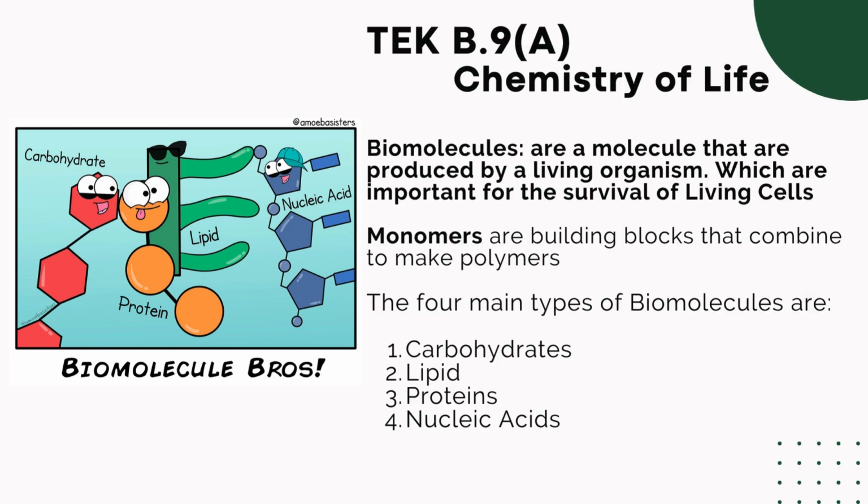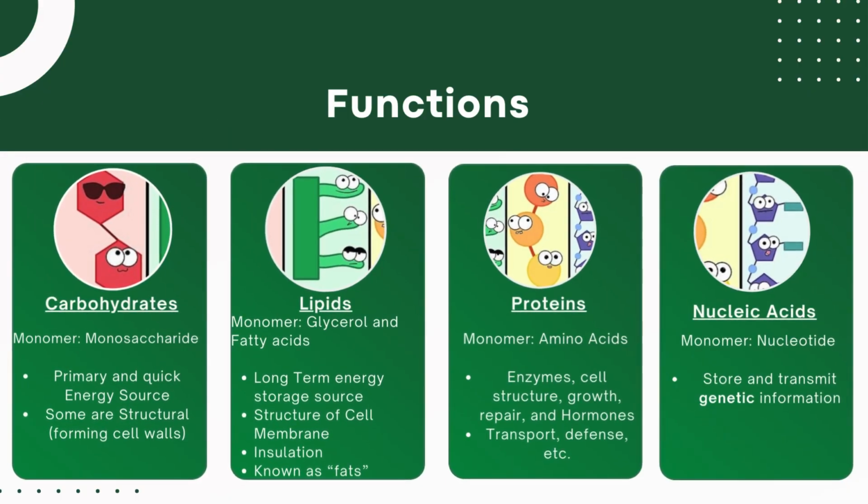Here is some general information on the concept. TEK B.9A is a unit of the chemistry of life. Now, a biomolecule is a molecule that is produced by a living organism, which is important for living cells. Monomers are building blocks that combine to make polymers. And finally, as we mentioned, our four main types of biomolecules are carbohydrates, lipids, proteins, and nucleic acids. Here we have the functions of each biomolecule.